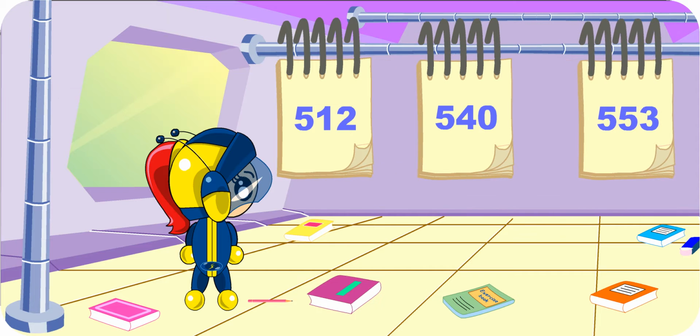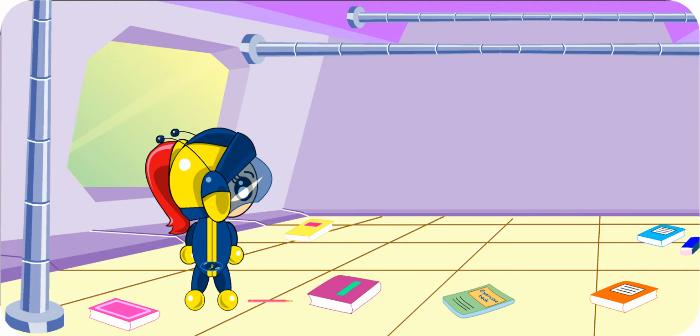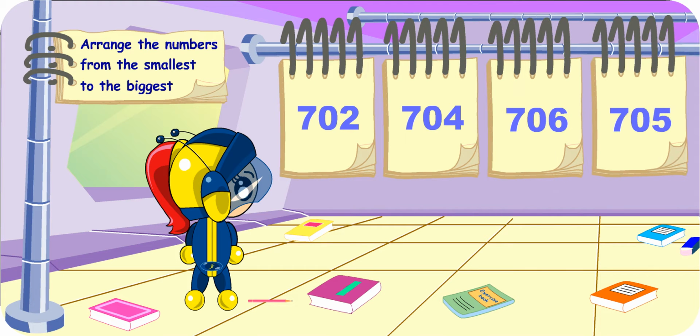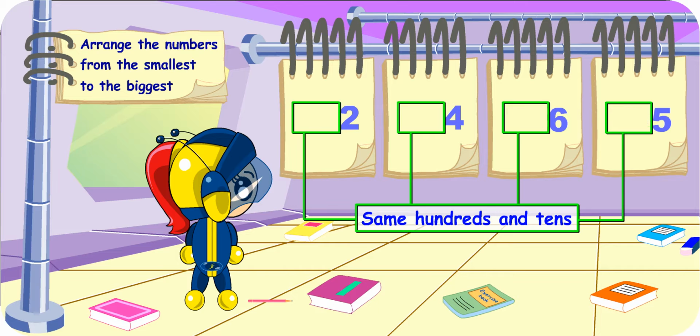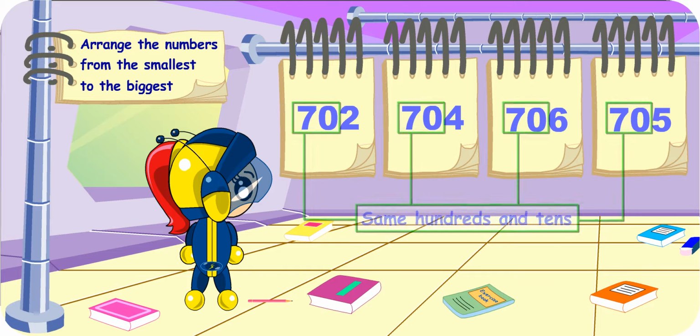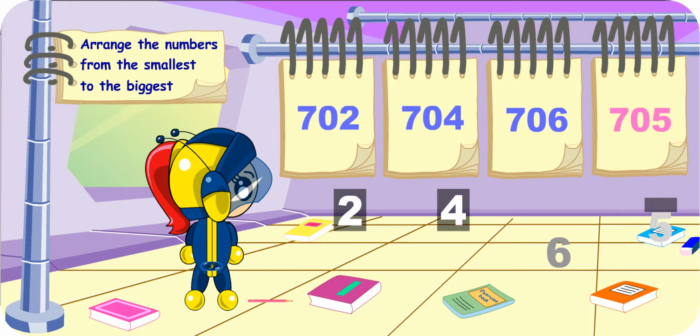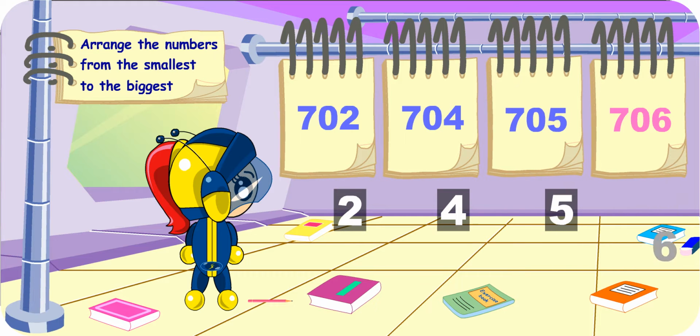Very good, Turbo Girl. Try to arrange this set of numbers from the smallest to the biggest. The numbers have the same number of hundreds and tens. Does this mean that we'll look at the ones? Yes, Turbo Girl. I look at the ones digits and arrange them from the smallest to the biggest. They are 2, 4, 5, and 6. So the numbers shall be arranged in this manner. 702, 704, 705, and 706.